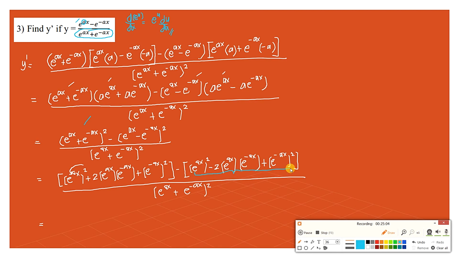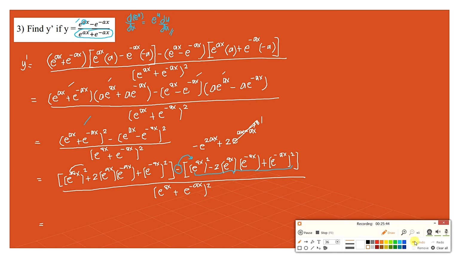Kasi meron tayong may evaluate. Yung negative na to, distribute muna natin sa lahat. So, magiging negative e raised to 2ax. Negative times negative, positive na siya. 2. Pag ito inadd ko, di ba, magiging copy the common base, ax minus ax. So, magiging 0 yan. E raised to 0 is 1. So, 2 na lang matitira.